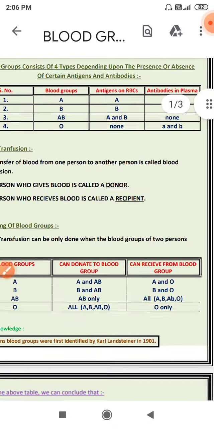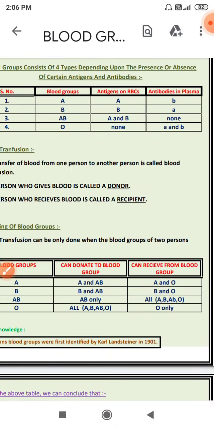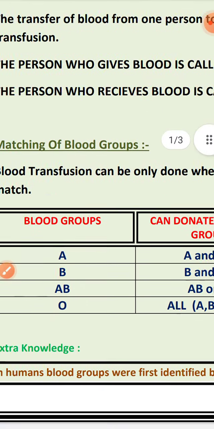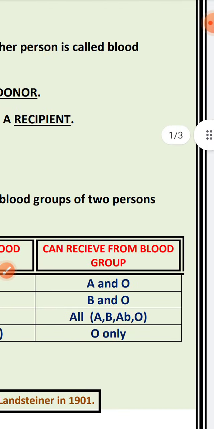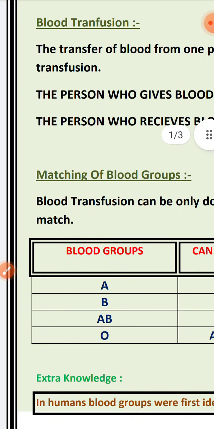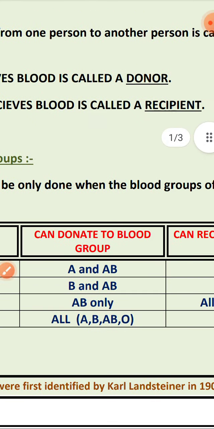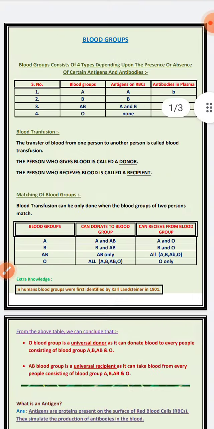Blood group A can receive blood from blood group A and O. Blood group B can receive blood from blood group B and O. Blood group AB can receive blood from all A, B, and O. And blood group O can receive blood from blood group O only.